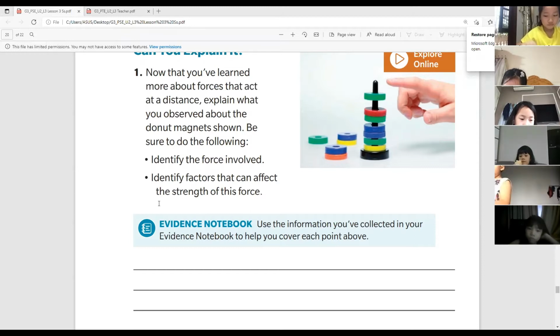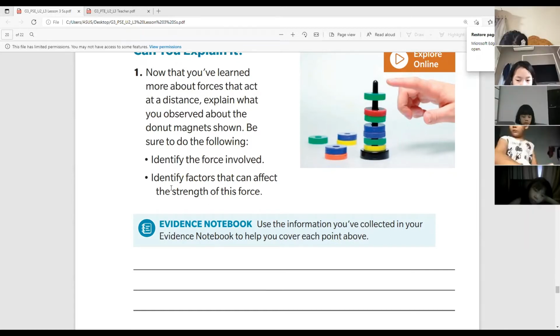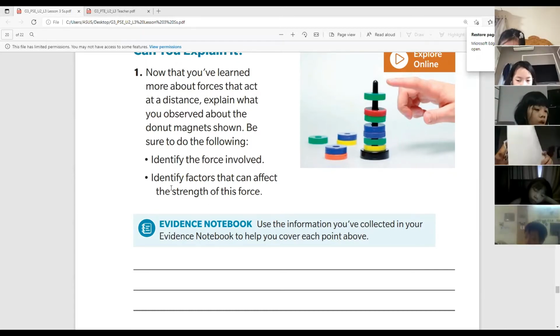Yeah, so one of the factors involved is the magnetic field. If you have a large magnetic field, you're going to be able to pick up more metal. Puppy, what did you write?